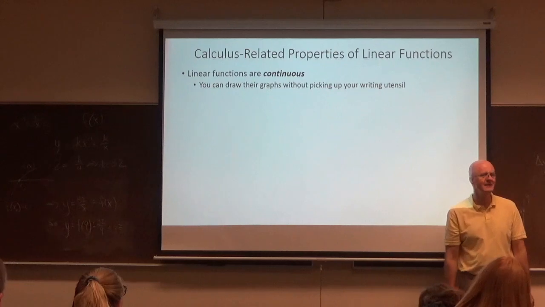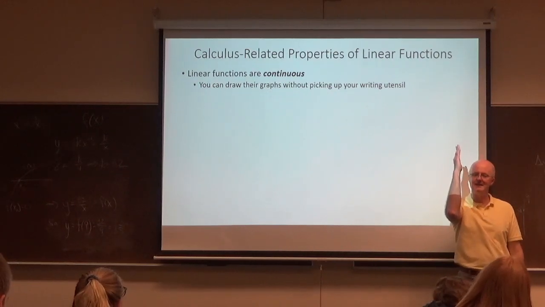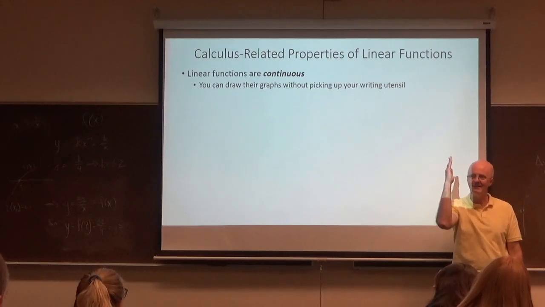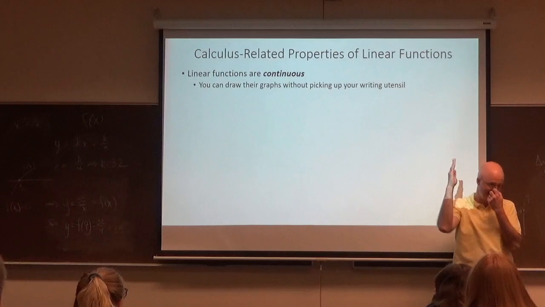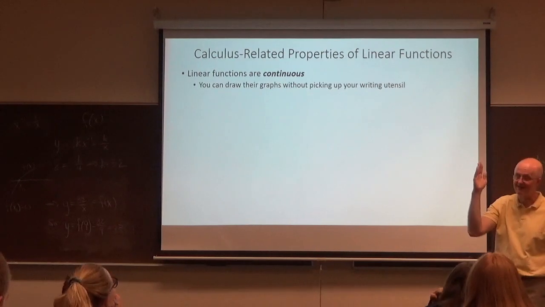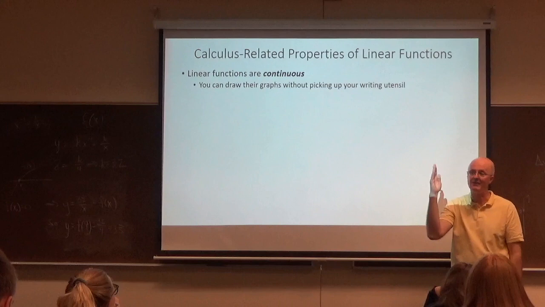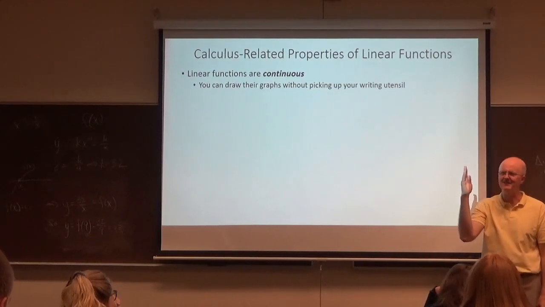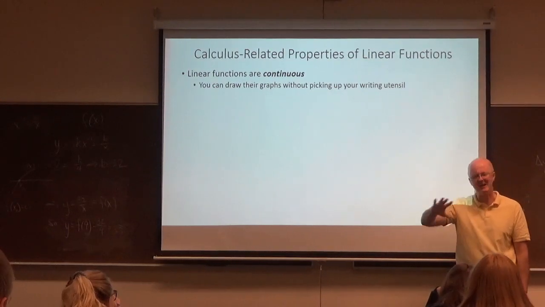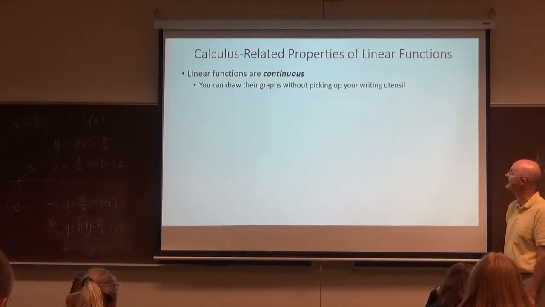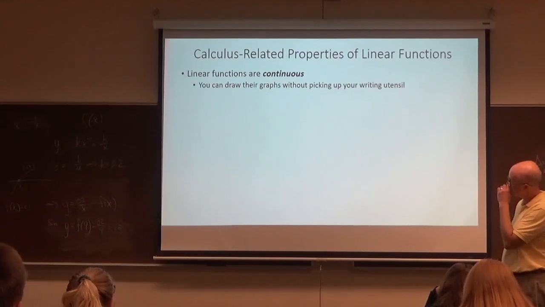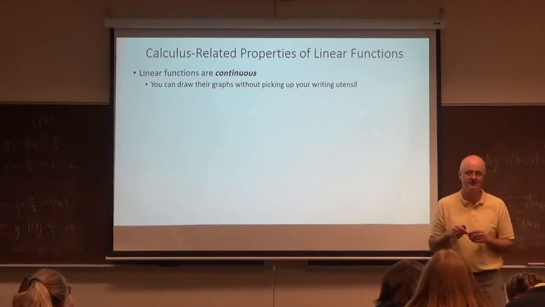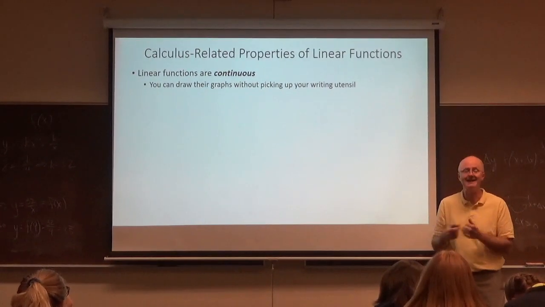By the way, is a vertical line the graph of a linear function? No. It would fail the vertical line test, which you know functions have to pass, where every vertical line goes through the graph at most once. You might say it's a line with infinite slope, but let's not go there, okay? Linear functions are continuous. You can draw the graphs without picking up your writing utensil. No breaks, no holes in the graph. If you've got a hole or a break, it's called a non-continuous function.